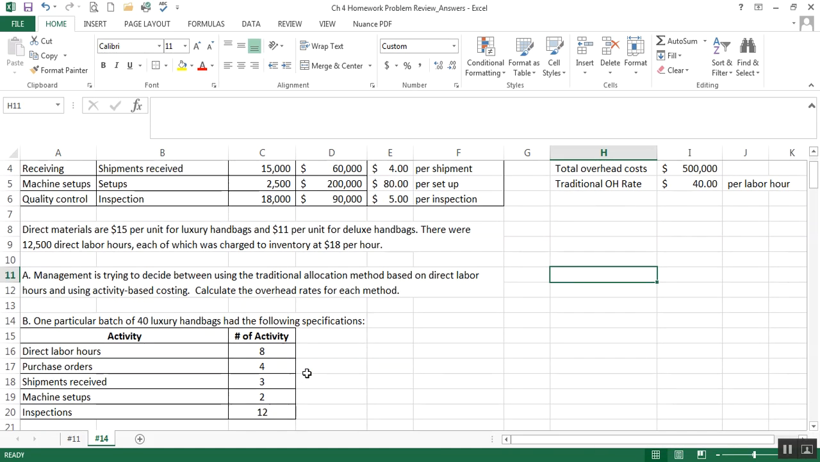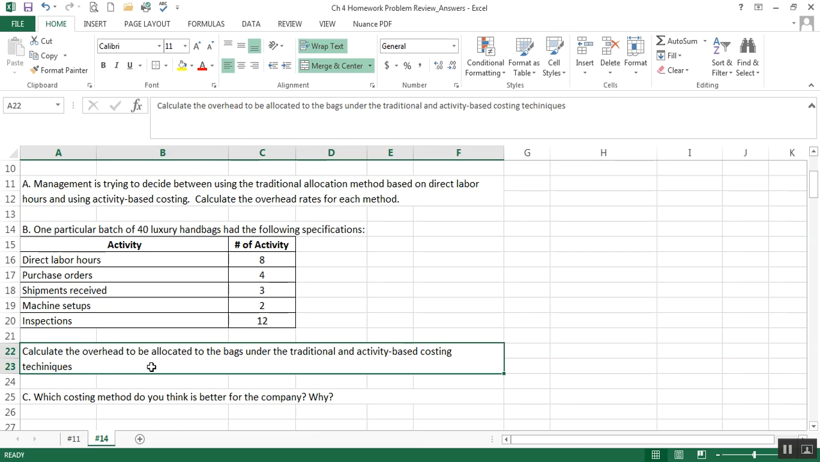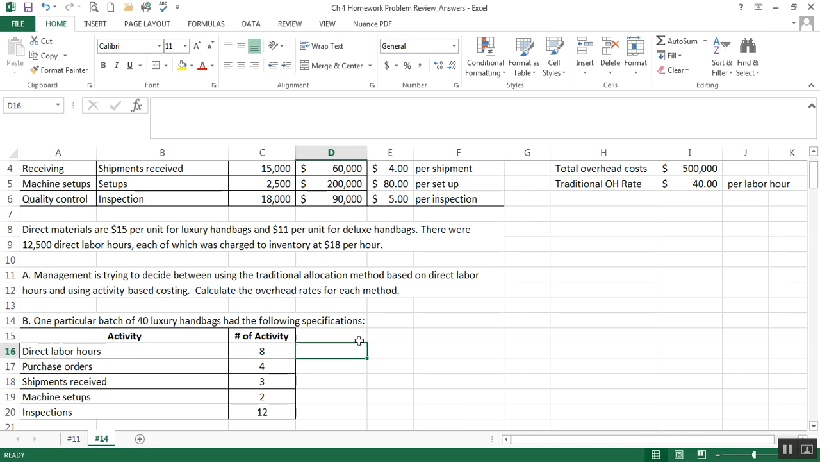Now let's look at Part B. One particular batch of 40 luxury handbags had the following specifications: labor hours, purchase orders, shipments, machine setups, and inspections. Calculate the overhead to be allocated to the bags under the traditional and activity-based costing methods. Okay, so again, traditional is based on labor hours and is just one cost driver. So we're going to take the 8 hours times the rate that we calculated per labor hour is $40. So it costs us $320 in traditional overhead allocation.